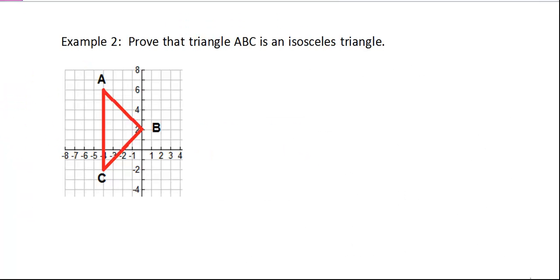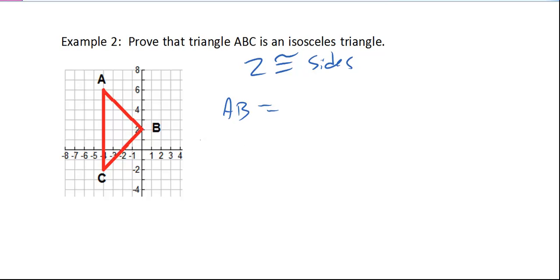Okay, the second example here is about proving that a triangle is isosceles, which again, we need to know what that means, and what it means to be an isosceles triangle is that it has exactly two congruent sides. So I'm going to need to find the lengths here. It has nothing to do with parallel or perpendicular, so I need only distances. So let's do this one at a time.